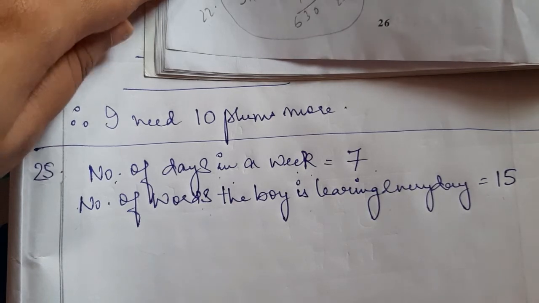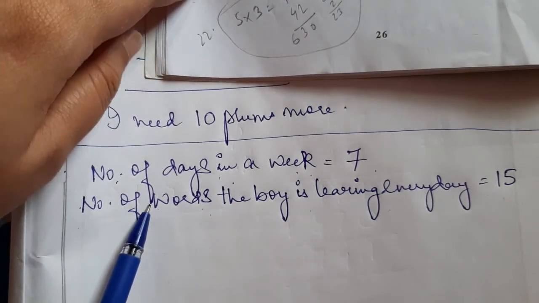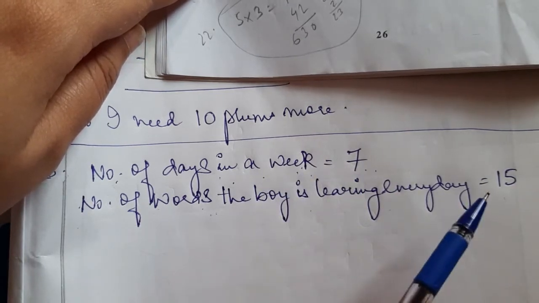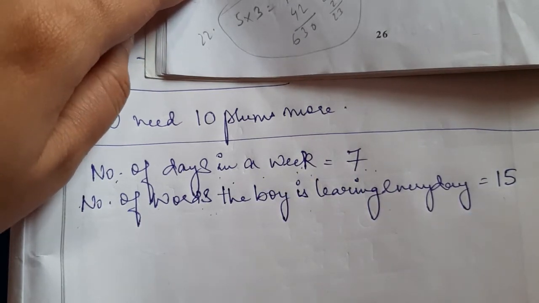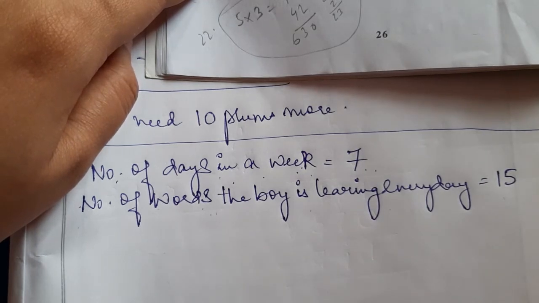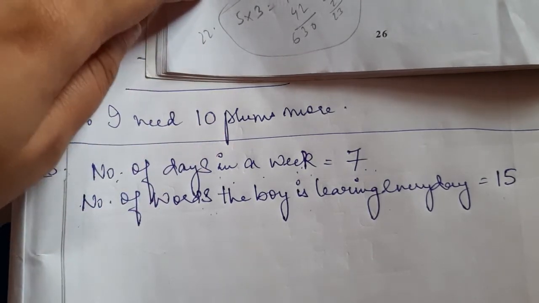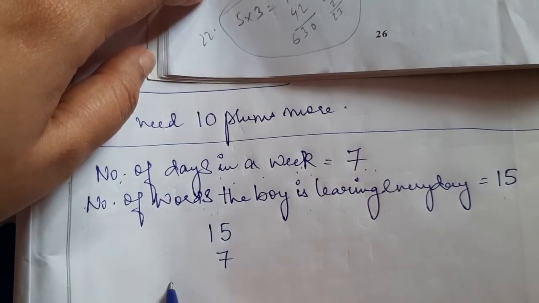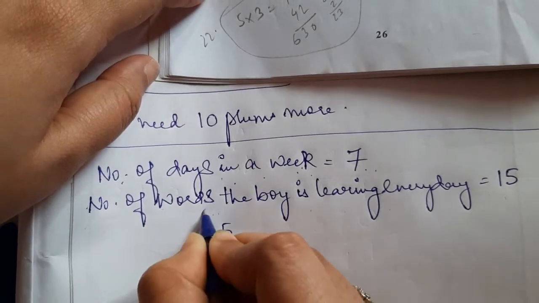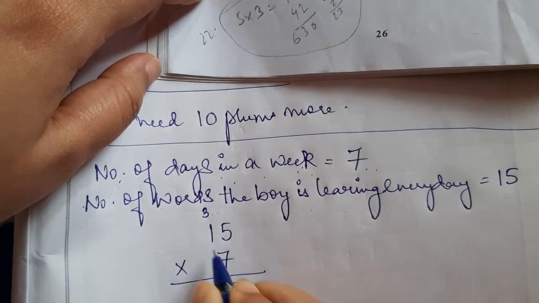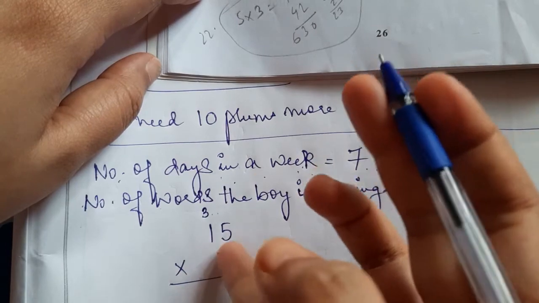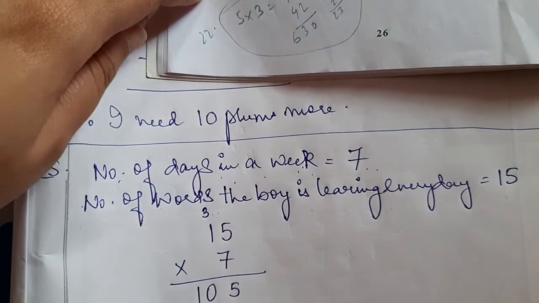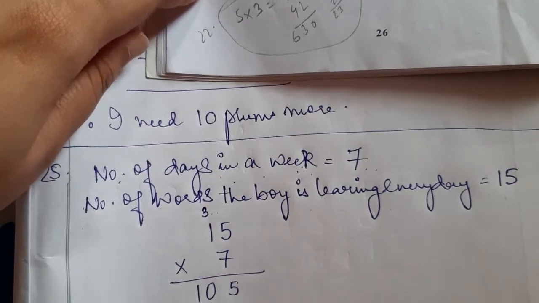Number of words is equal to 15. So then what do we have to do now? In a week 7 and number of words he is learning every day 15. So now what do we have to do? We have to find out how many total number of words he is learning in a week. So we have to do 15 into 7. 7 5s are 35. 5 1s are 5. 7 1s are 7. 8, 9, 10. 105. So concluding statement.